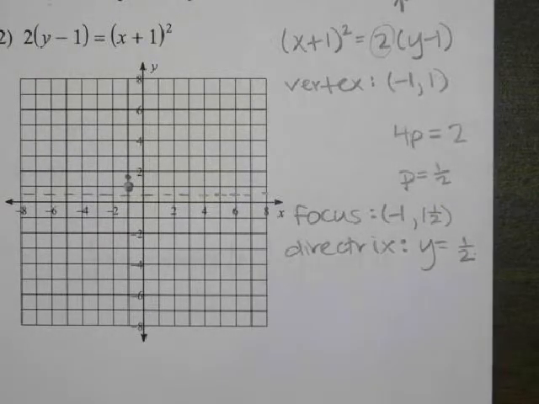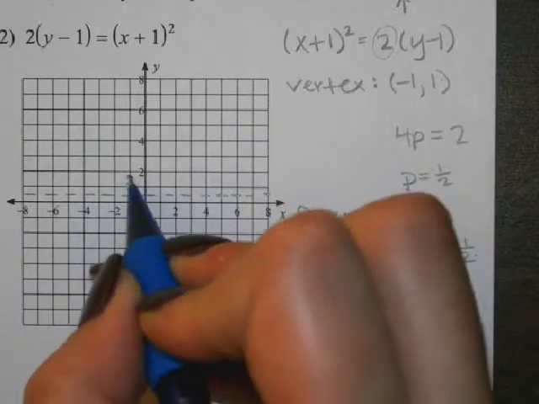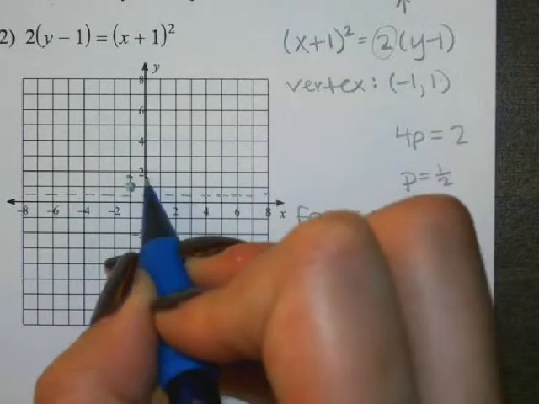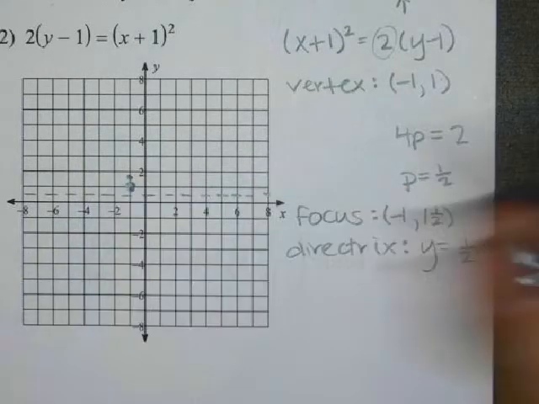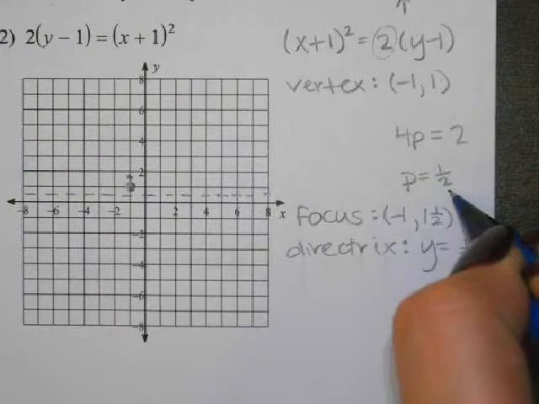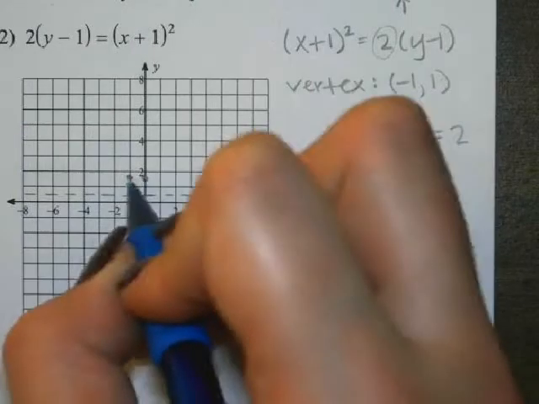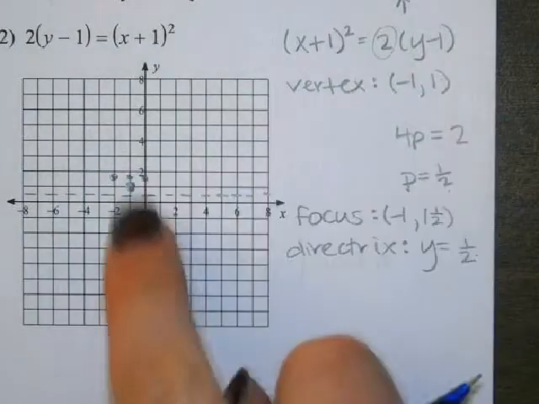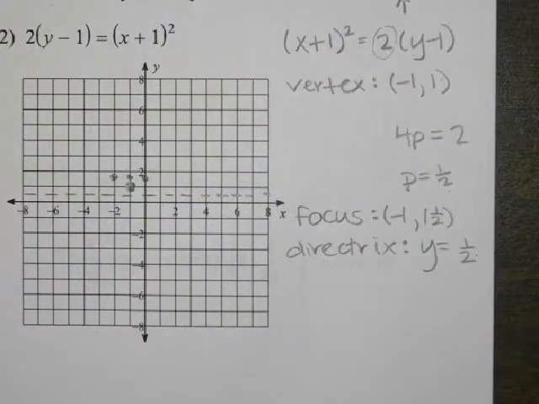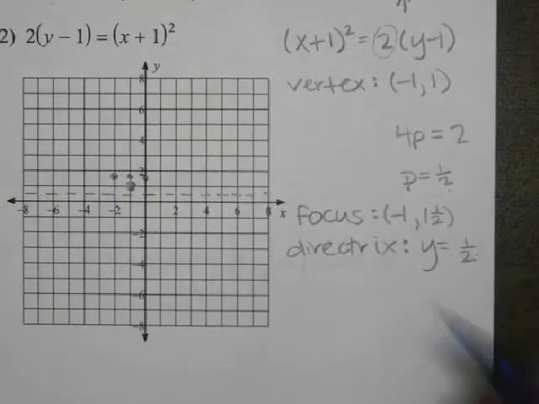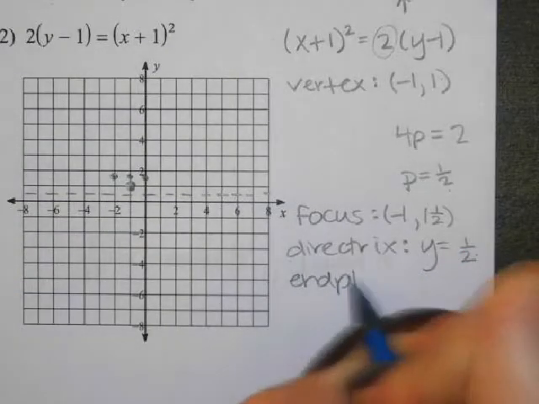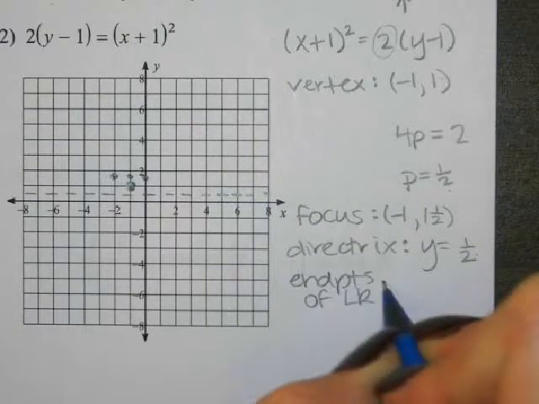Okay. And then from there, we take the point of the focus and we go a length of 2p to the right and 2p to the left. So p is a value of 1/2. So what is 2p? 1. So I'm going to go to the right 1 and to the left 1. And those points that I just drew are called what? The endpoints of the latus rectum. All right, so endpoints of LR.